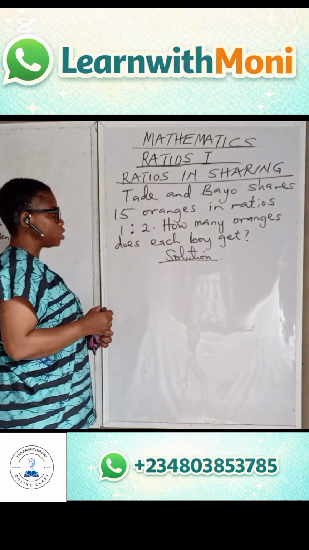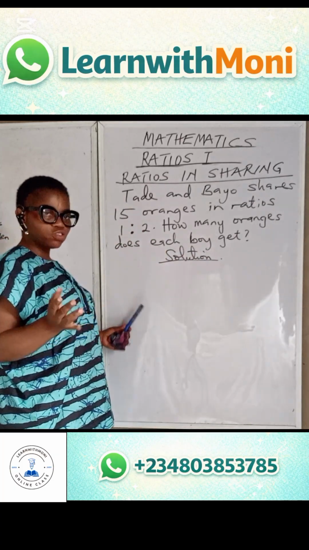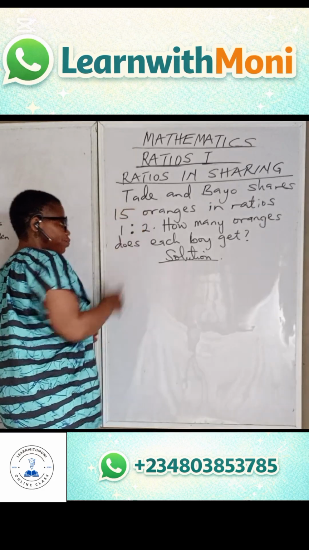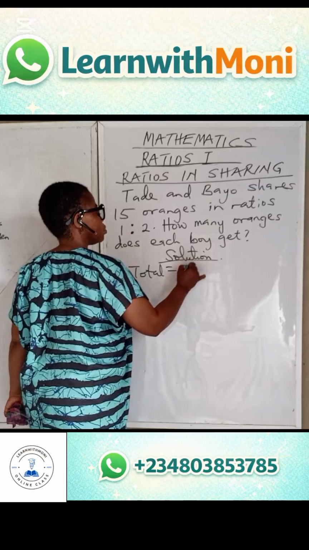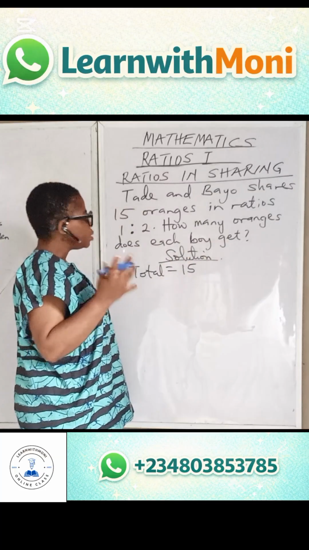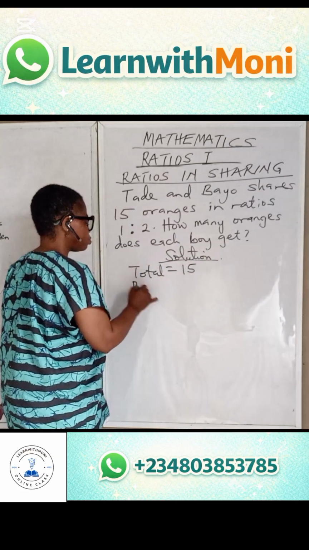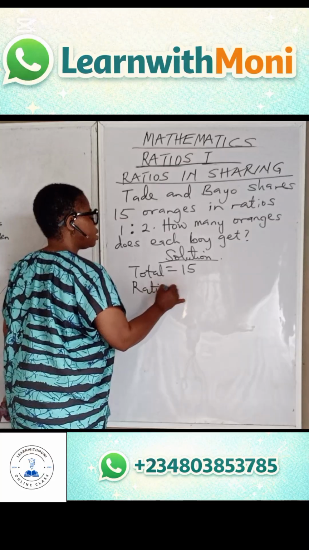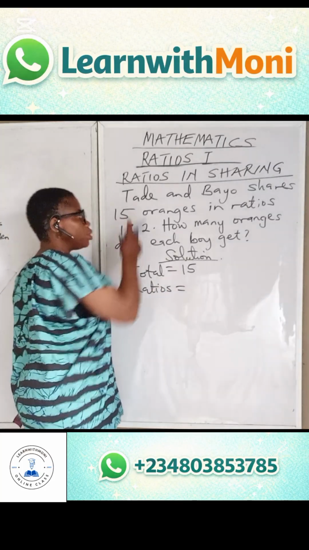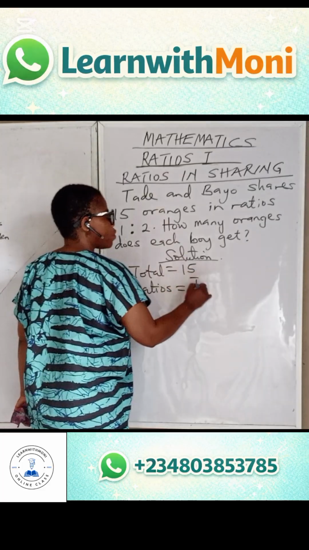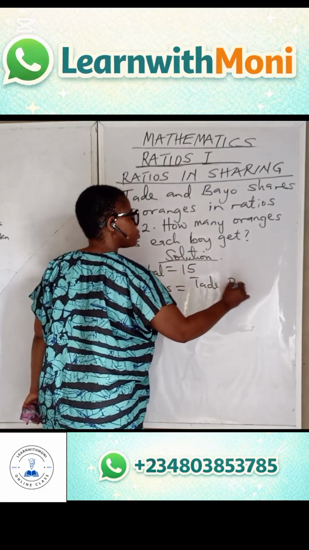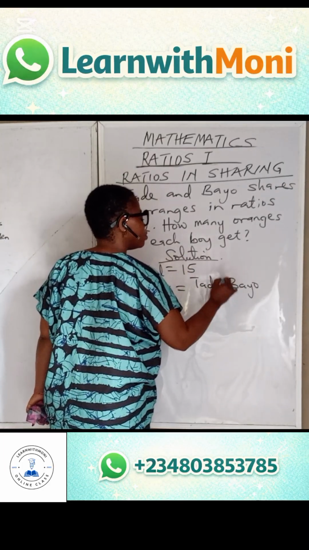Look at this issue between Tade and Bayo. The total they are sharing is 15. Their ratio: you have to mention the ratio the way the name is mentioned. Tade comes before Bayo. That is ratio Tade to Bayo.